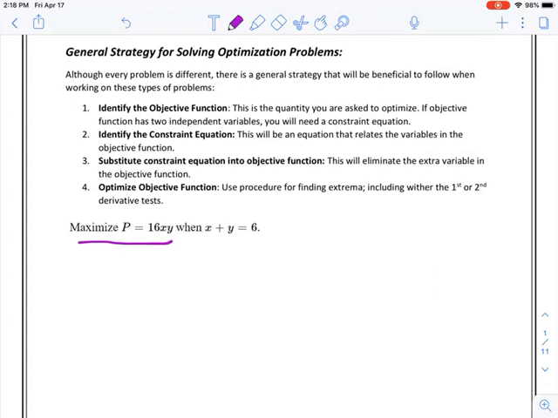Then identify the constraint equation. The constraint equation will be some other equation that relates the two variables in the objective function. So in the objective function, we have an x and a y, and here we have another equation that shows how x and y are related: x plus y equals 6. So this is the objective function, and this is the constraint. That's the first thing that you need to do. Now keep in mind that not every problem will have a constraint, but most will.